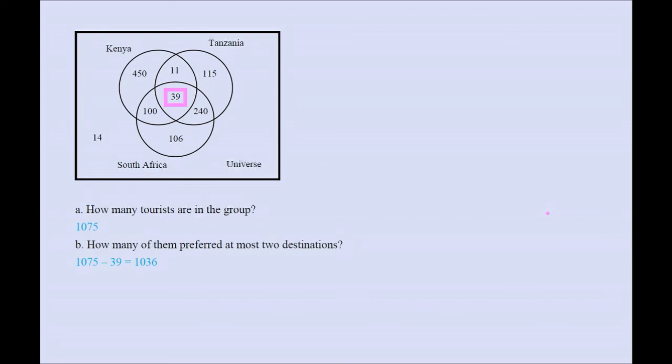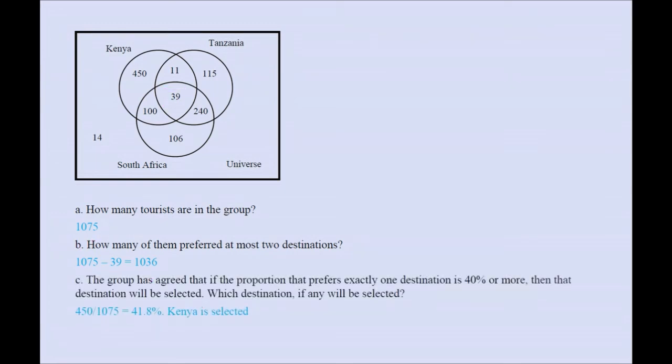To answer part B, all we have to do is subtract 39 from 1075 to get 1036, because at most 2 means 2 or fewer, and in this case it would mean 2, 1, or 0. If you add all the numbers except for 39, you should get 1036, or you can subtract 39 from 1075 to get 1036.